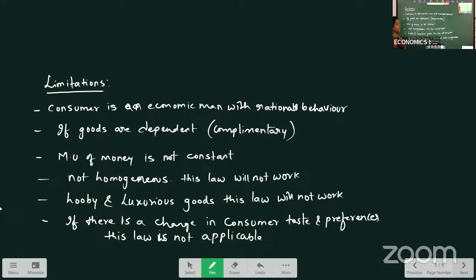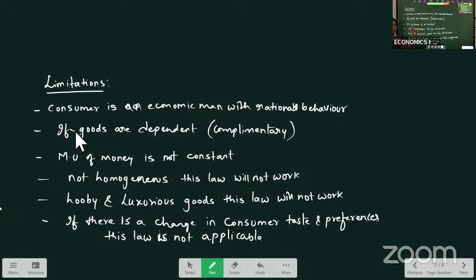Then you will be explaining the limitations of the law. Limitations means when this law is not working, or when this law will not be useful. Certain assumptions that we make, if they are not possible, then this law will not work. Like, the consumer is an economic man with rational behavior. If goods are dependent, like complementary goods, in that case also we cannot explain this law, because this law is explained in case of a single good.